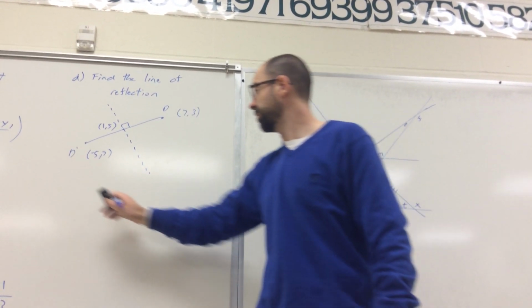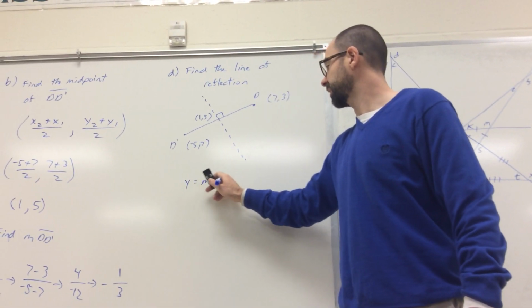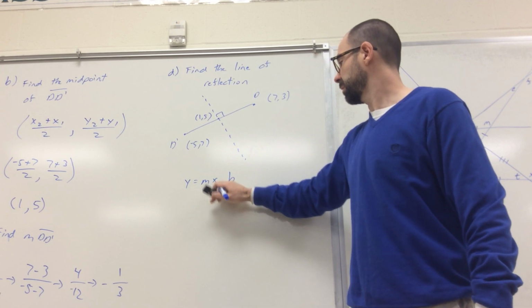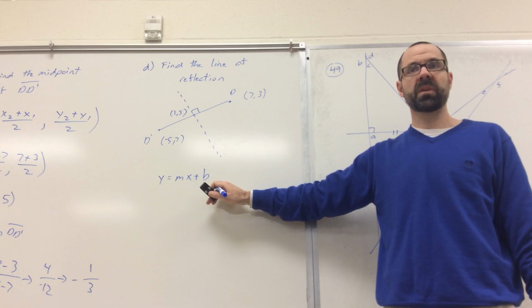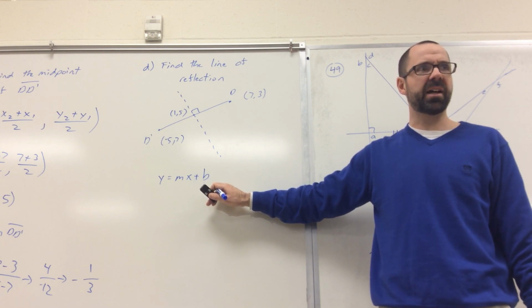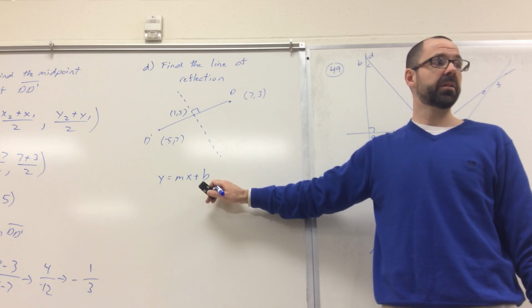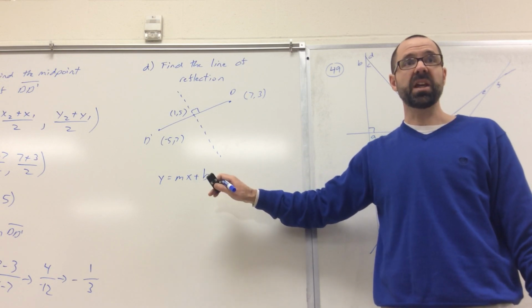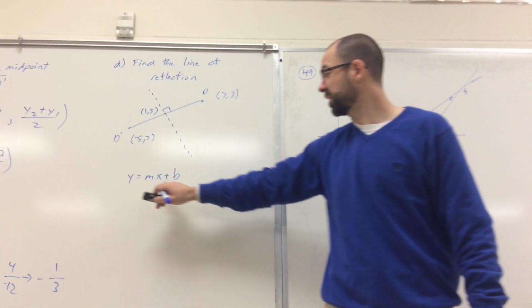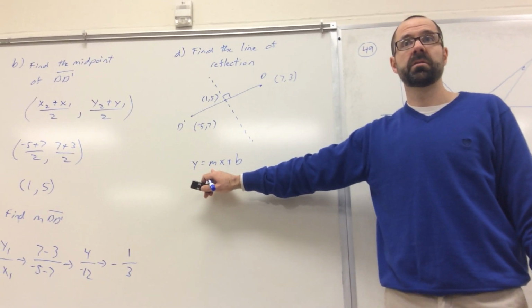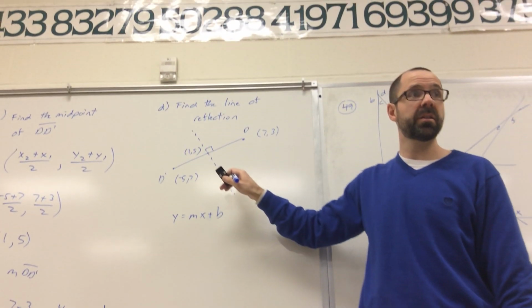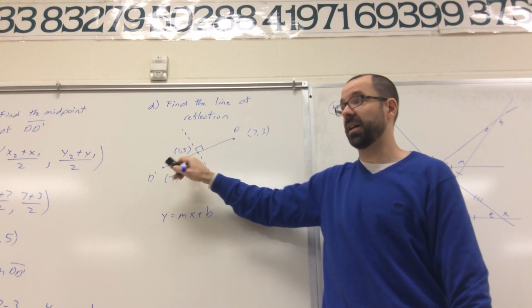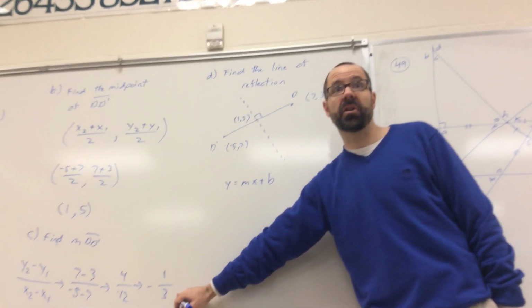Okay, so we got to find the equation of that line. So the equation of the line always comes out y equals mx plus b. So we're looking for the reflection line. So that's y equals mx plus b. And whenever you write the equation of a line, the first thing you need is the slope. So we need the slope of this dashed line. We know the slope of this solid line because we just figured it out. It's negative 1/3.